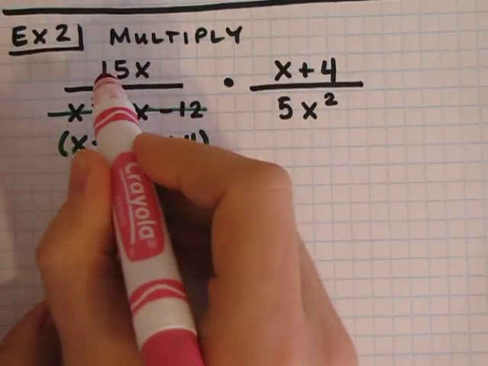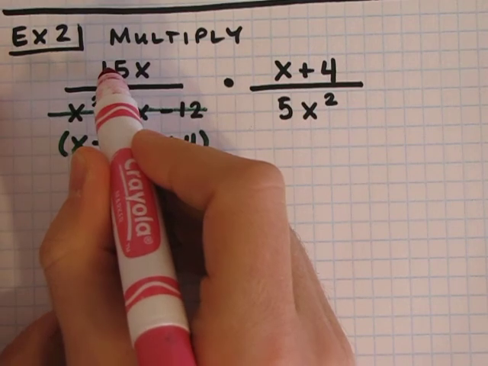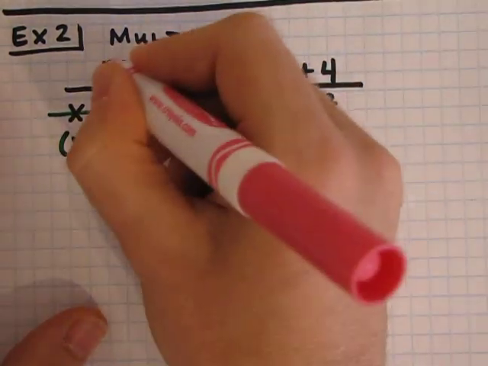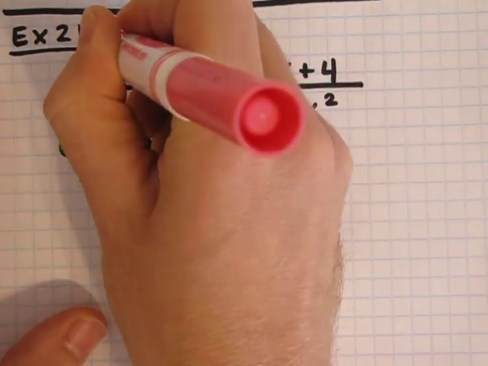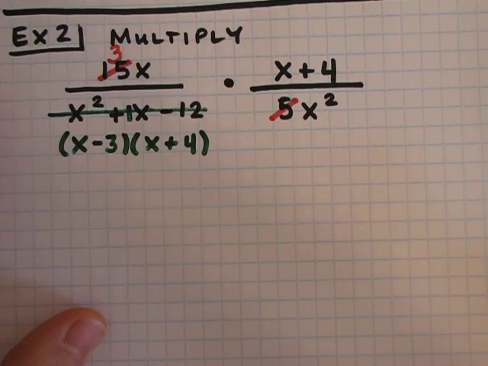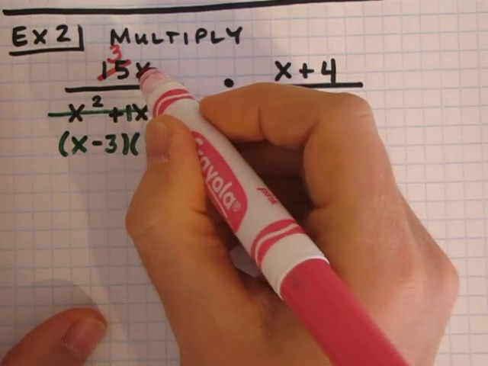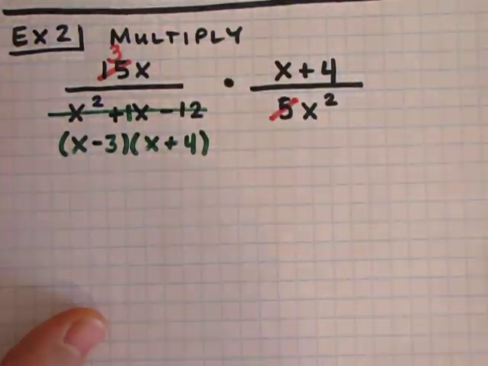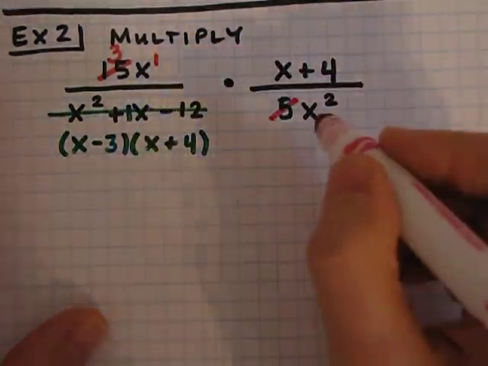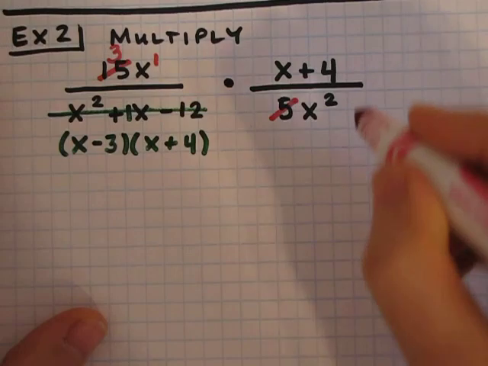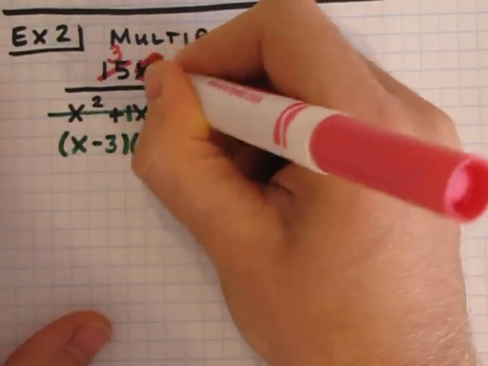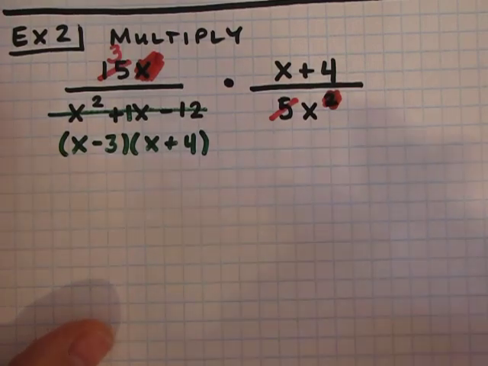All right, so let's start here. I have a 15 in the numerator and a 5 in the denominator. So that 5 and that 15 can cancel so that there is a 3 left over. There is an x in the numerator and an x squared in the denominator. So this 1x here can cancel with one of these x's so that there's only 1 left here and there are none left here. Those are gone.